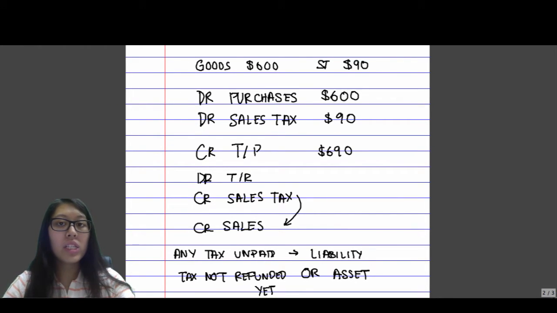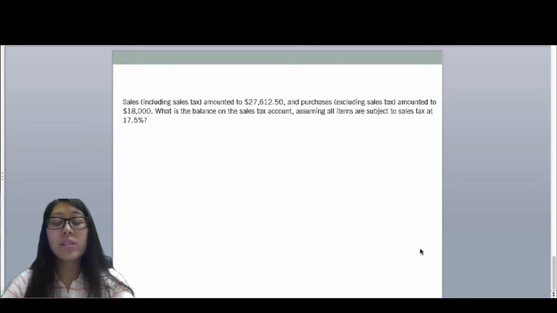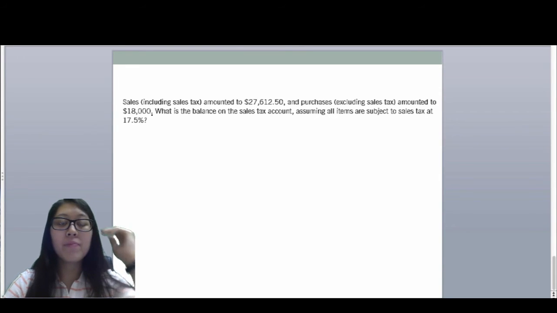Now, the only case where it's exclusive of sales tax is when the trader is not sales tax registered. That means we can eliminate the other options and declare them incorrect. Now let's take a look at this question. Sales, including sales tax, amounted to $27,612.50, and purchases, excluding sales tax, amounted to $18,000. What is the balance on the sales tax account, assuming all items are subject to sales tax at 17.5%?